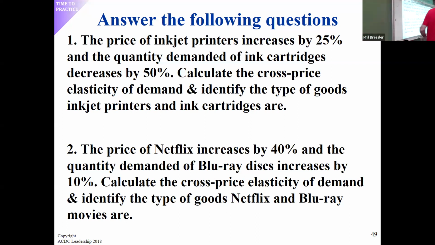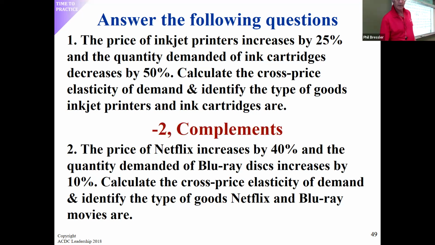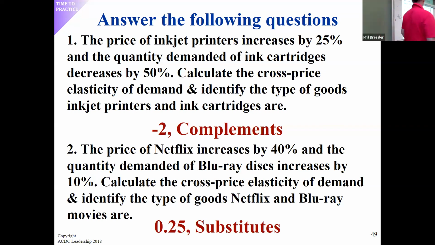Did you get to the second one? Yeah. All right, so what's on top? 10. Okay. So it's positive 10, right? Yeah. And on the bottom? Positive, right? So that's 0.25. And what type of good is it? Substitute. Okay. We're all good? Oh, for our answers, do you do fractions or decimals? It doesn't matter.